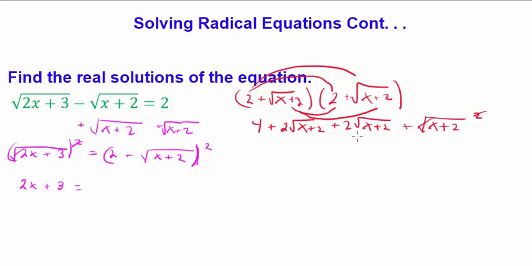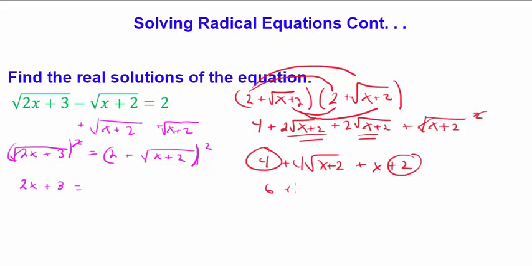The square root and the squared cancel out of that last term. The two middle terms can be combined, so now you're left with 4 plus 4 square root of x plus 2, and then plus x plus 2. Now I do have like terms here. I've got the 4 and the 2 that can be combined, so I've got 6 plus 4 square root of x plus 2 plus x. Alright, so I'm going to rewrite this now over to my left and substitute this into my equation here. I've got 6 plus 4 square root of x plus 2 plus x.